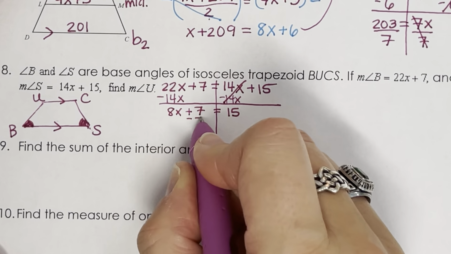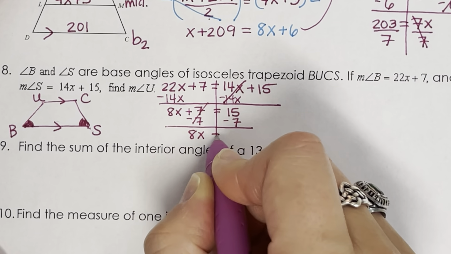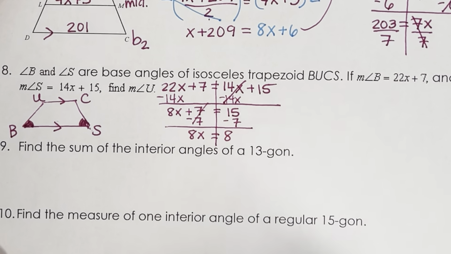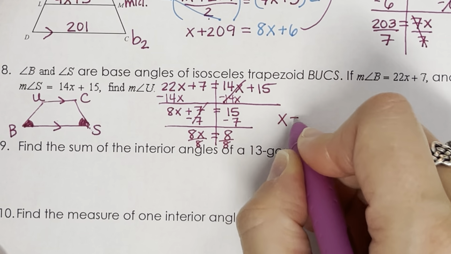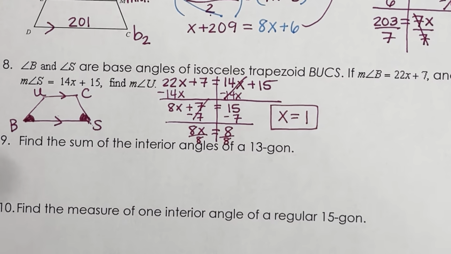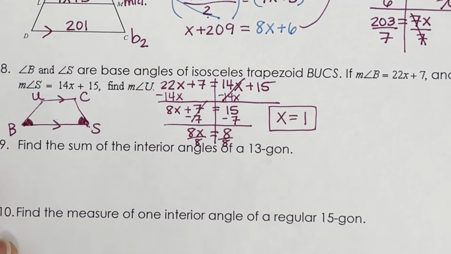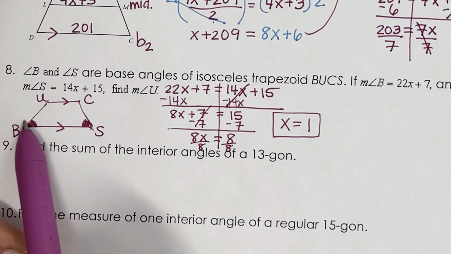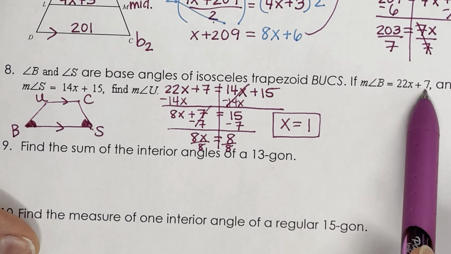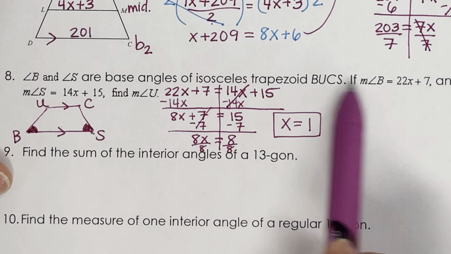Then I'm going to subtract the 7 from both sides. I get 8x equals 8. And then my last step is to divide both sides by 8. So I get x equals 1. Now, that's great, but the question asks me to find the measure of angle U. Okay. So I know these two angles down at the bottom, right? They're given to me. So what I'm going to do is take this 1 and plug it into one of these equations.